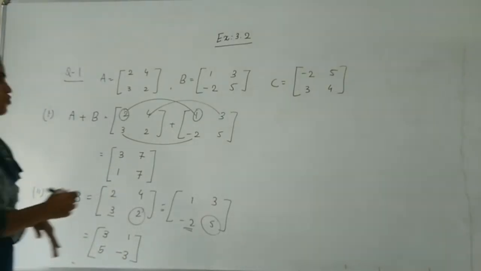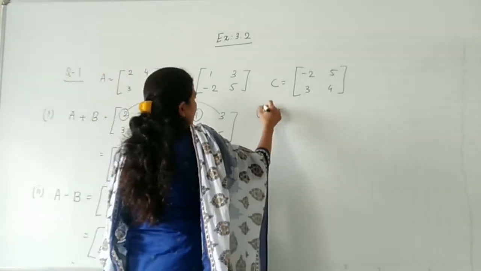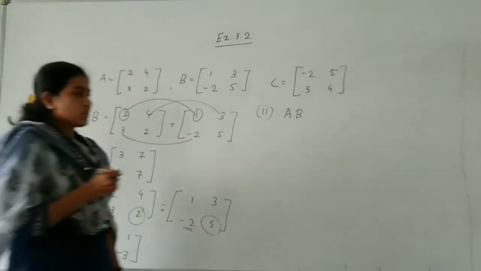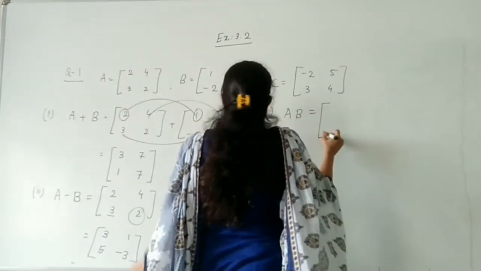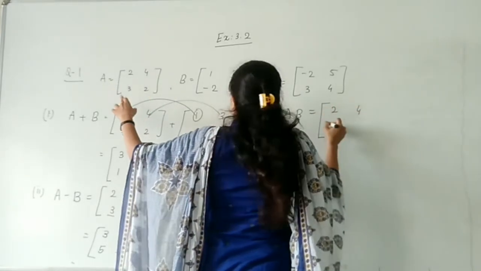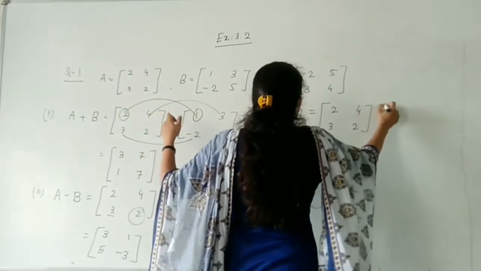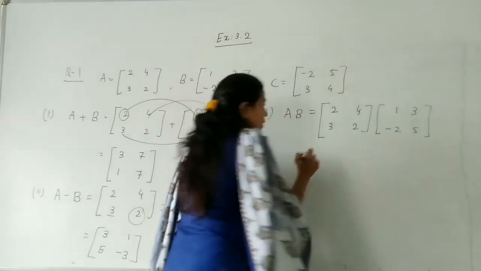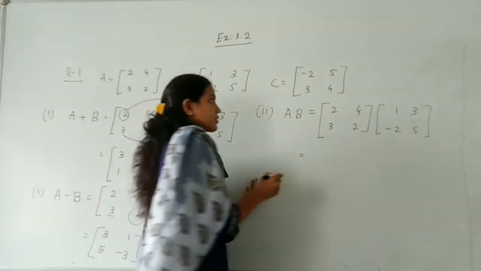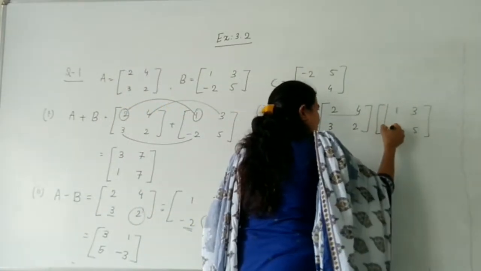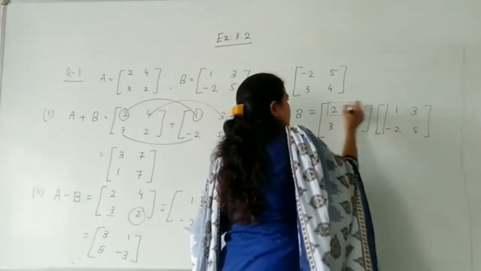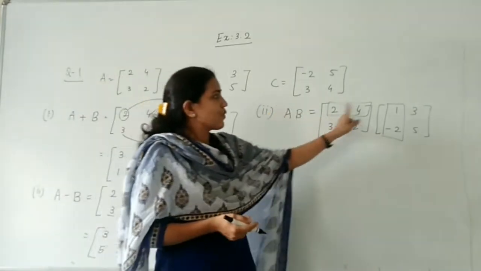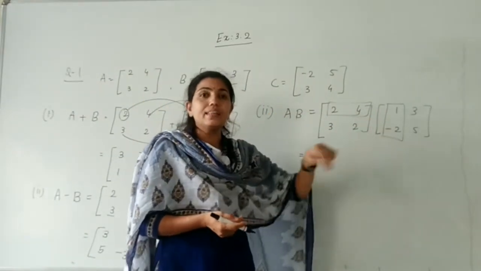Now the third we have to find out, that is A into B. So now let us start with the multiplication. For the multiplication, I think you have seen the equation. So 1, 3, minus 2 and 5. So what is the multiplication, friends? First row and first column. Corresponding elements we have to multiply and then add.